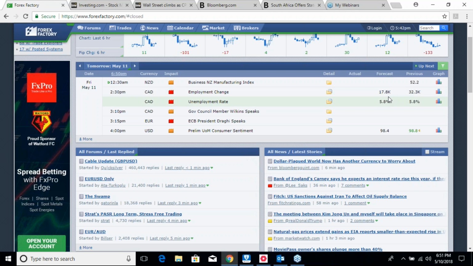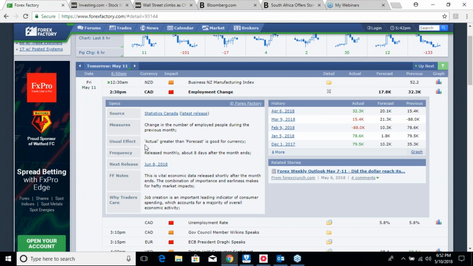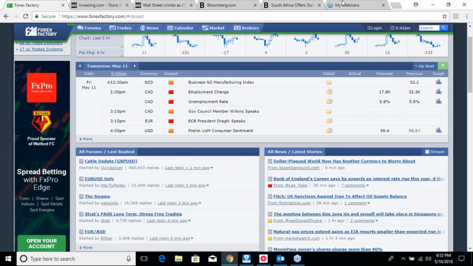So if there's less employed people, it's bad for the economy. If actual is greater than forecast, it's good for the currency. So if there's less than 17,000 people, it's going to be bad, meaning the Canadian dollar is going to suffer. So you're going to plan your trades according to that. Okay, I hope that answers your time question, Nelly Siwe.